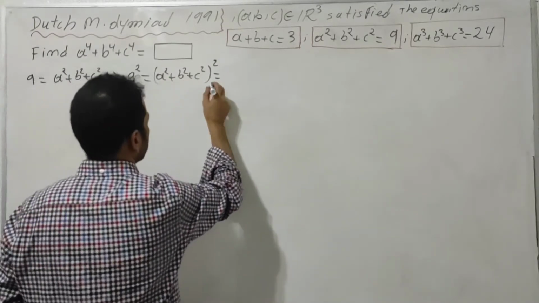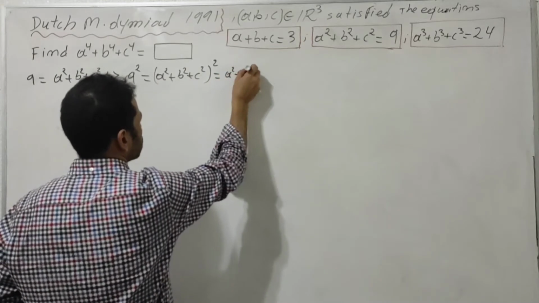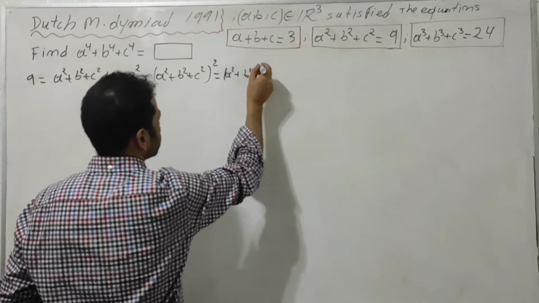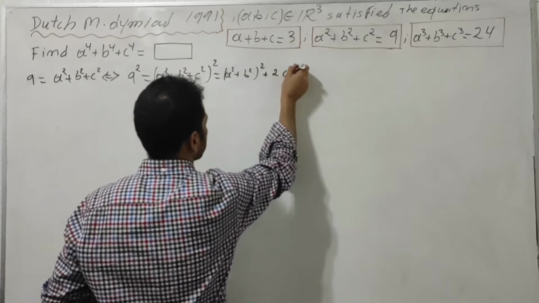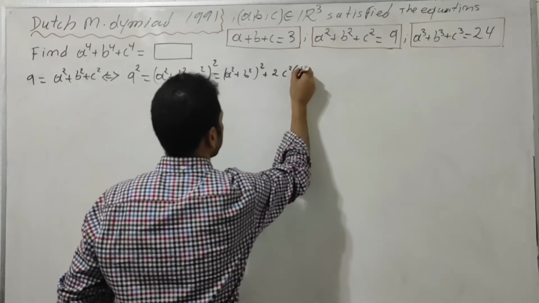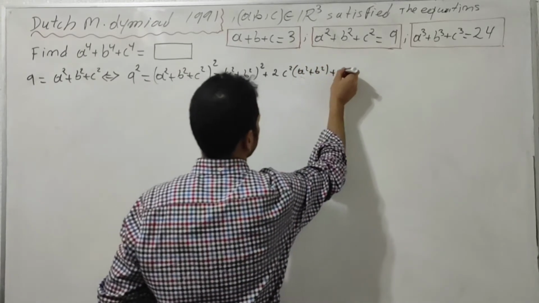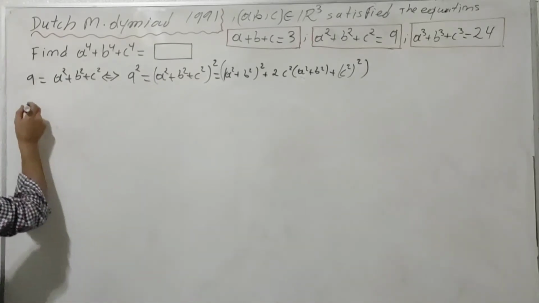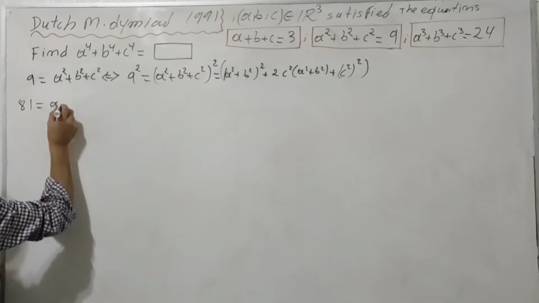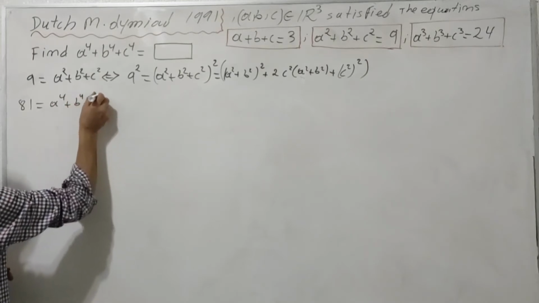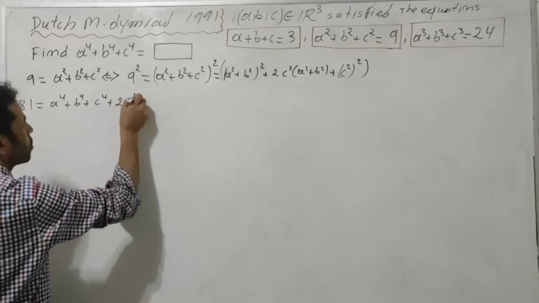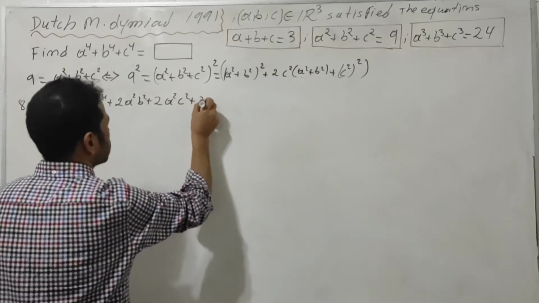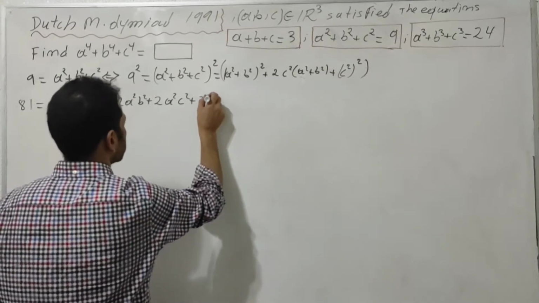I'm going to expand this one. I'm going to write it in this form, (a squared plus b squared) as a quadratic form, so this will be written as (a squared plus b squared) squared, plus 2 times c squared multiplied by (a squared plus b squared), plus the last term, c to the fourth. If I simplify this one, I will have 81 equal to a to the fourth plus b to the fourth plus c to the fourth, plus 2 times a squared b squared plus 2 times a squared c squared plus 2 times b squared c squared, okay?